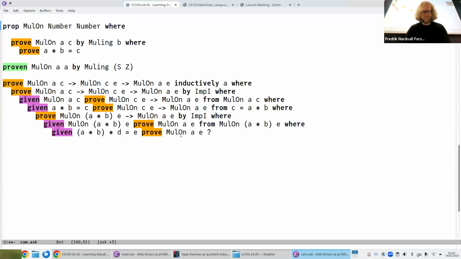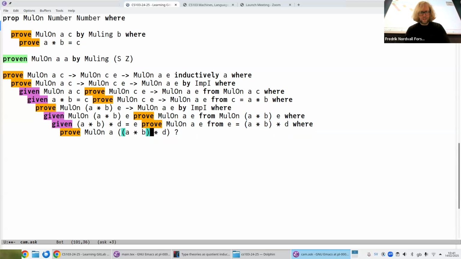Except I want to replace E by something, so I'm going to say E equals this. And then, if I put these brackets in properly, then again, I see that I'm kind of in a good place, right? Because I'm asking the question, can I come up with some number such that A times that number is the same as A times B times D? Well, that B times D, right? So I'm going to say by mulling B times D.